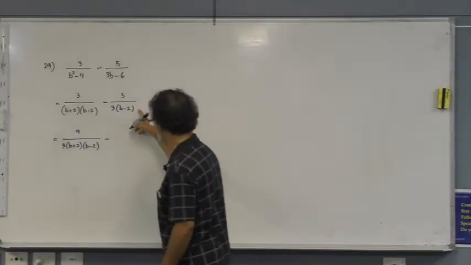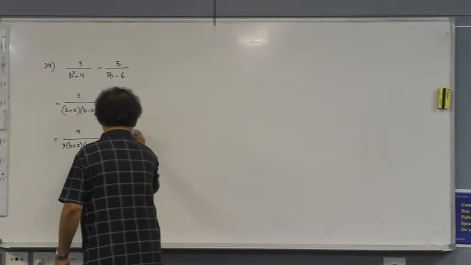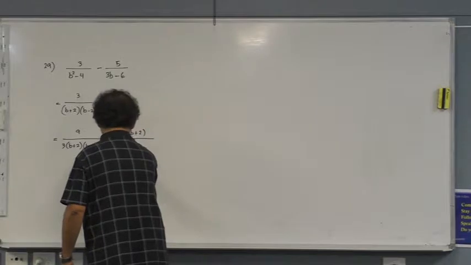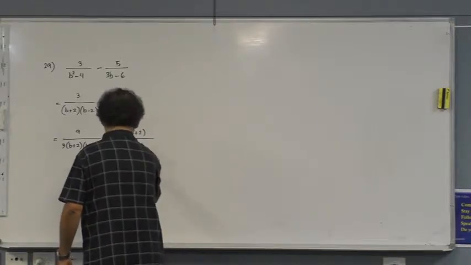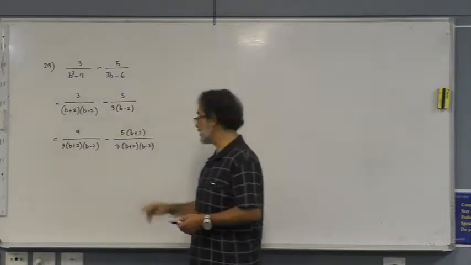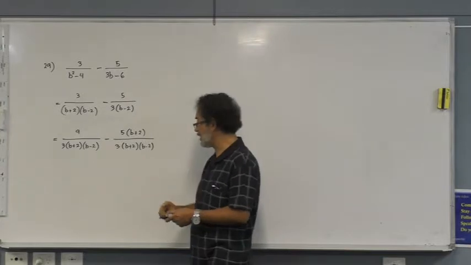Okay, and then we need to amplify this by b plus 2. So it's going to be 5 times b plus 2 and then all over 3, b plus 2, b minus 2. Okay, now you can see that we have 2 identical denominators, so now we can put them together.